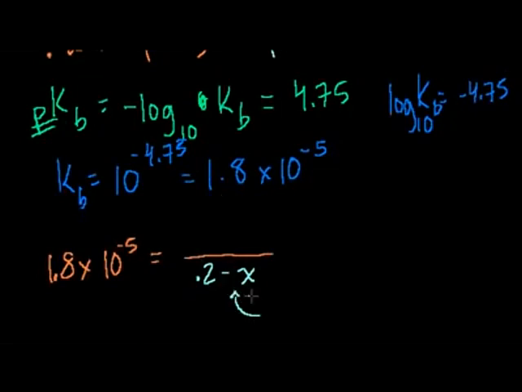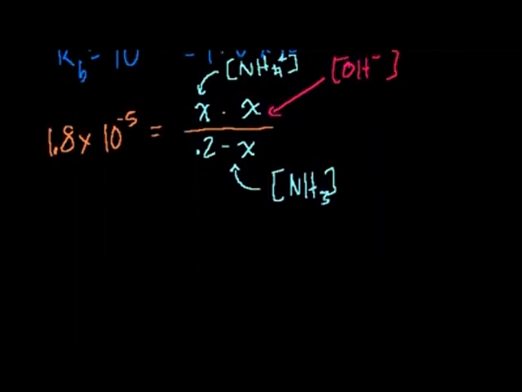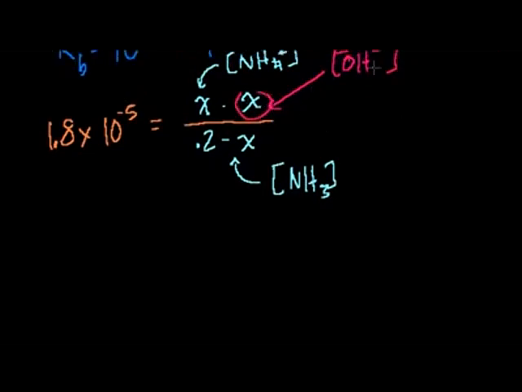So this is the concentration of ammonia, and then we have x times x. This is the concentration of NH4 plus, and this is the concentration right here of OH minus. Right? And we just solve for x. Once we have x, we know the concentration of OH. We'll be able to figure out the pOH, and then we'll be able to figure out the pH.